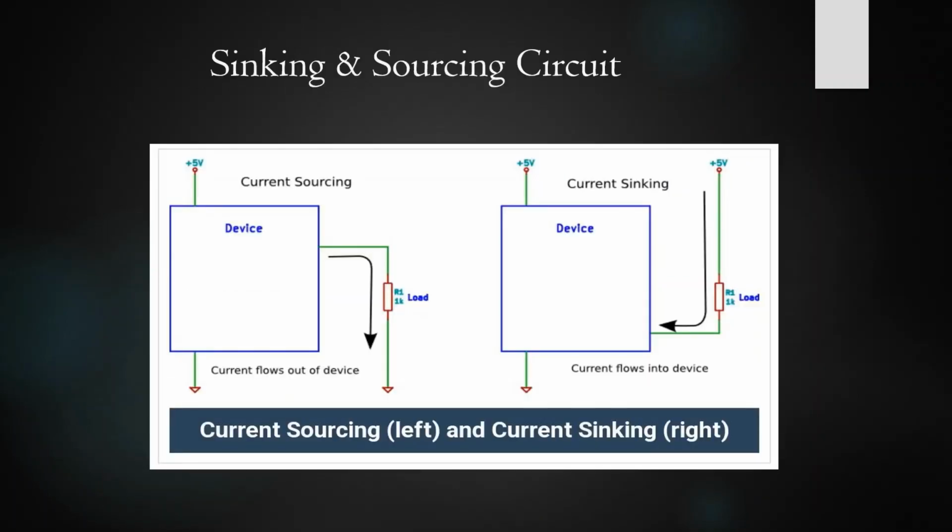The next one is sinking and sourcing circuit. There are two types: current sourcing and current sinking. In current sourcing, the current flows out of the device, and in current sinking, the current flows into the device. This is current sourcing in the left diagram and current sinking in the right. In current sourcing, the microcontroller acts as a source which gives input to the load, so the current automatically flows out of the device.